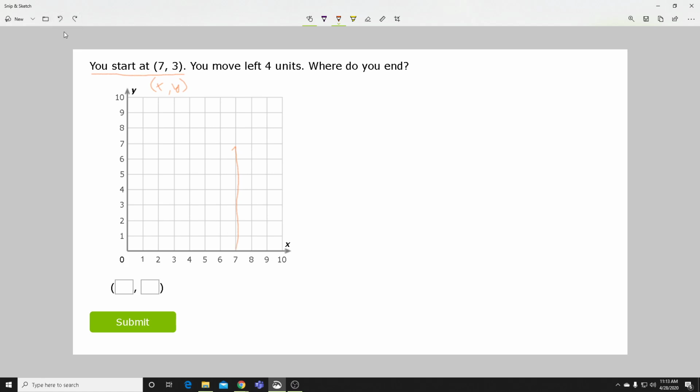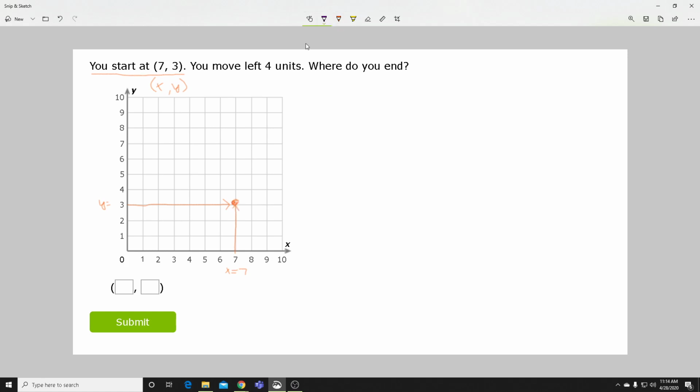Oops, sorry. We're starting along here, but then we're going up to y is equal to 3. Okay, so you should see we have y is equal to 3. We have x is equal to 7. X is 7, y is 3. So we're starting off here.